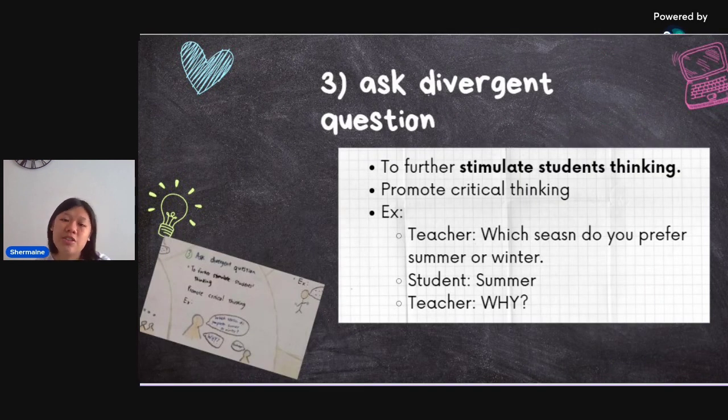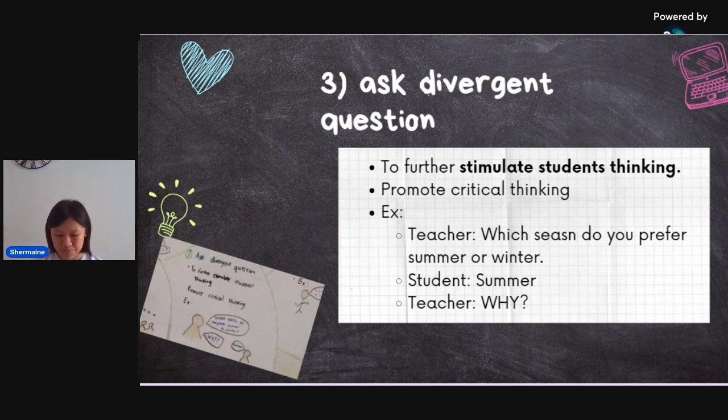So third is to ask divergent questions. I have explained what a divergent question is. As long as the answer is logical, it is accepted. This is to further stimulate student thinking and promote critical thinking. For example, what season do you prefer, summer or winter? Short answer, summer. And then you ask why. You need to come up with a reason. There must be a reason behind your answer, right? So you prompt critical thinking.